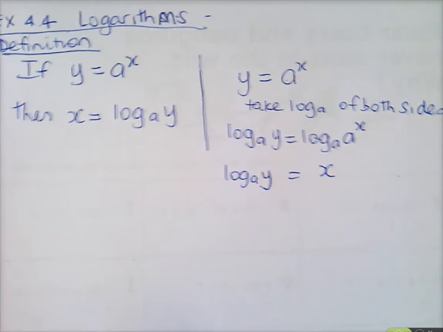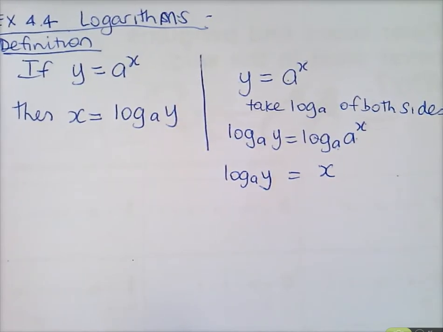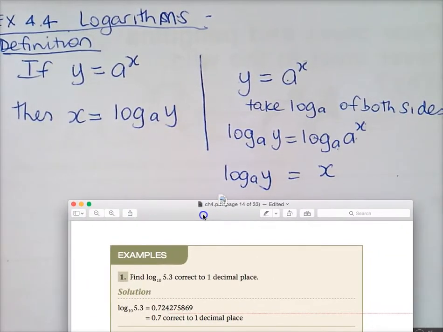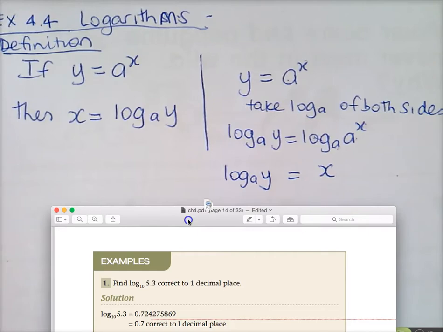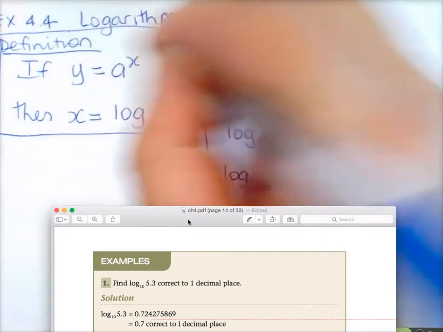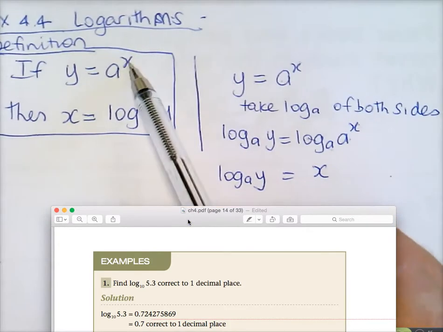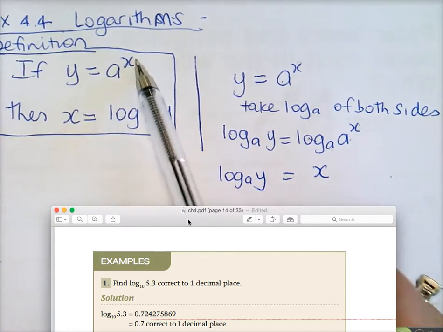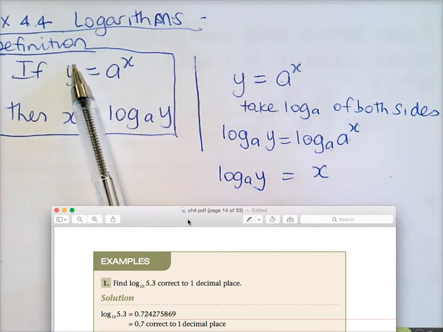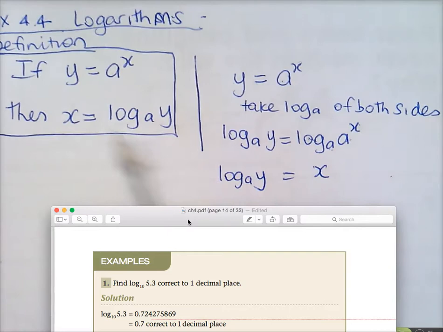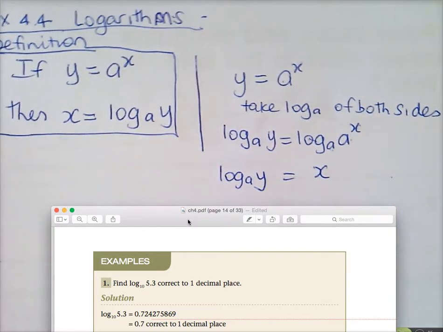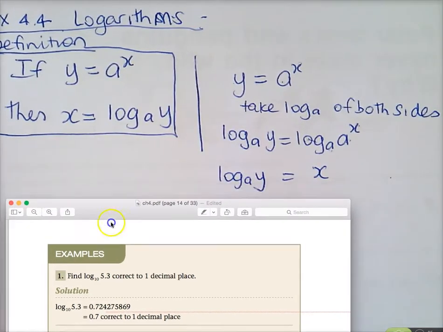I'm going to put these up on the board. That's just the rule, but I'm going to bring this across the screen. Do you have that written down? So this is the rule that you remember or learn. Some people remember it backwards: if y equals a to the x, then x is log to the base a of y. Going backwards. I like to take logs of both sides, and I always find it hard to remember anyway.